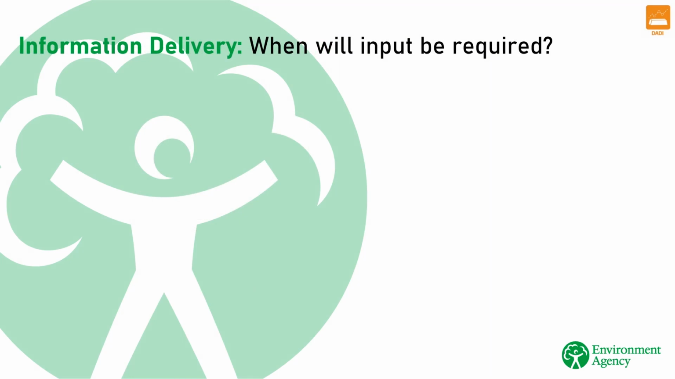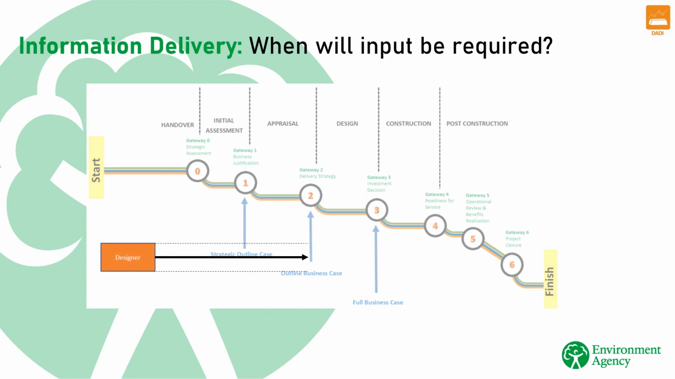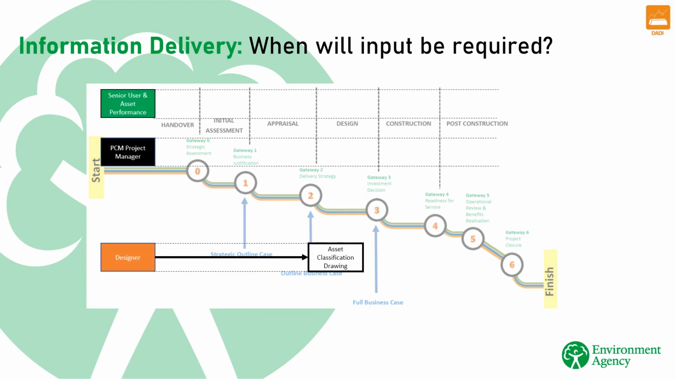The Supplier Asset Classification process aligns to the Standard Project Management Handbook and Stage Gateway process. During the detailed design phase, before completion of the full business case at Gateway 3, the designer is responsible for producing asset classification drawings and issuing them to the project manager. They review and distribute the drawings to the project's senior users and asset performance teams for review. They either accept the drawing or return it to the designer with feedback.